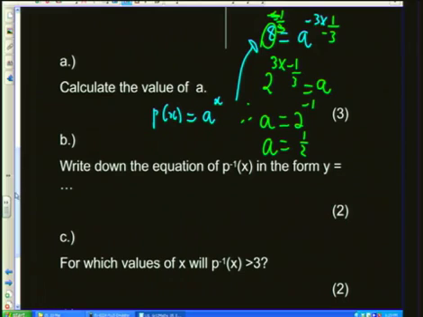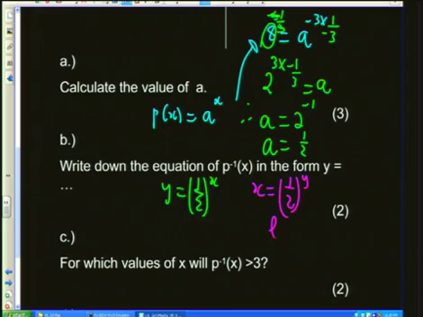Now, next question, write down the equation of the inverse in the form y equals. Now, we already know that y equals a half all to exponent x is the equation of p of x. Now, we need to work out the inverse of this graph. Now, so we're going to have x equals a half all to exponent y, then log of the base is a half, x is y. So the inverse will be y equals log x base half.